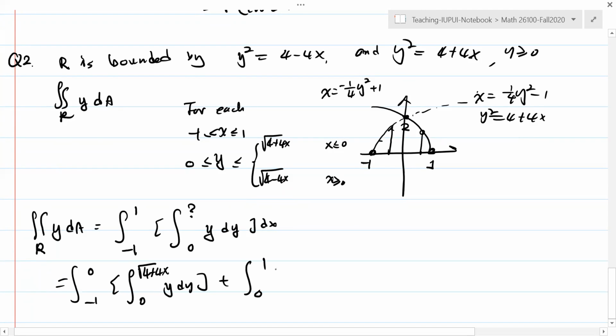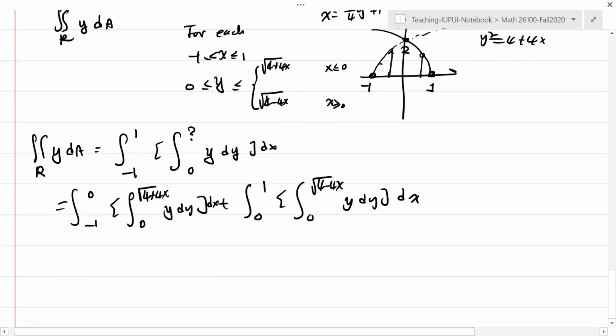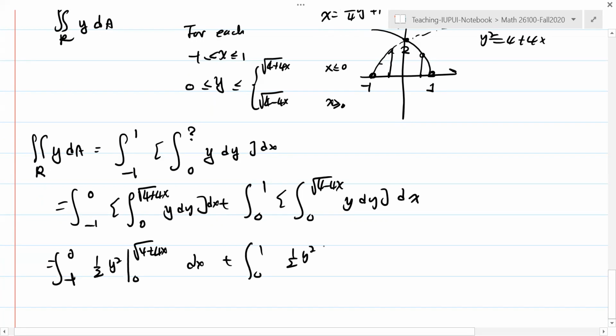Okay, and from 0 to 1, it will be from 0 to the square root of 4 minus 4x. Okay. So this is two iterative integrals. It's not too bad when you evaluate. You can do that. For example, the antiderivative will be half of y squared. Then you evaluate at the two endpoints. And here, the antiderivative is half of y squared.